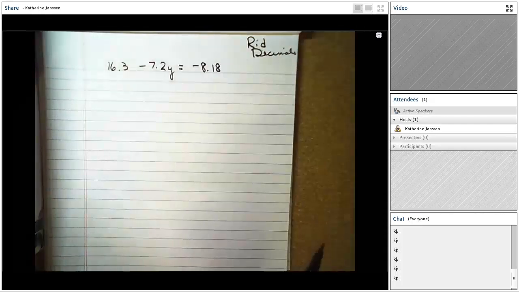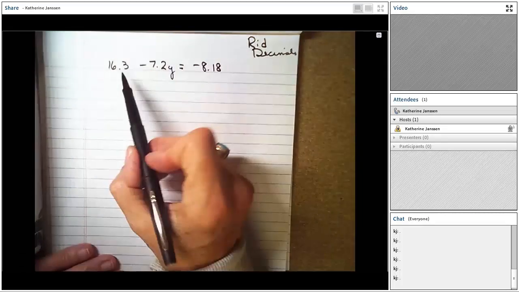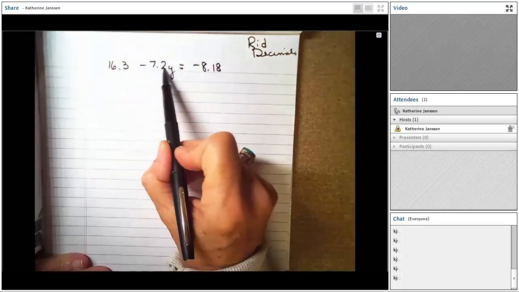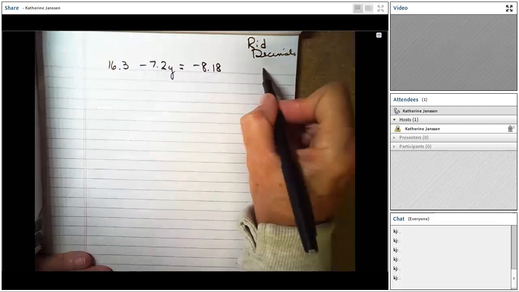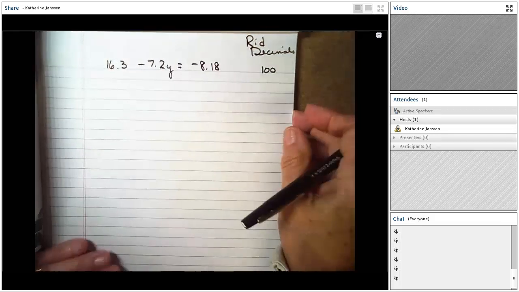This is on page 676. So in this case, there's one place. Here's 2 places. So I'm going to multiply both sides of my equation by 100.